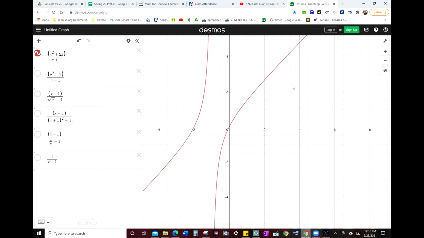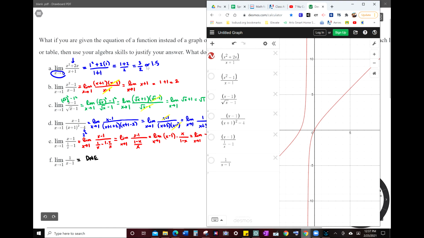So we see that approach to 1 is right here. On the left side of the function, if you go toward x equals 1, the function will be right here. And if you go from the right toward x equals 1, also your function, your limit will be right here. So that will be the limit of x at 1, which is 1.5 or 3/2. And that's what we got. Okay, right.